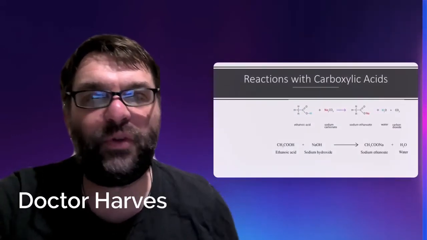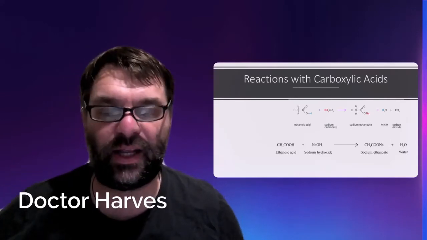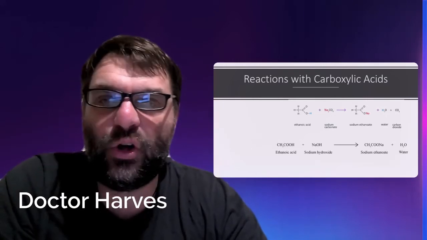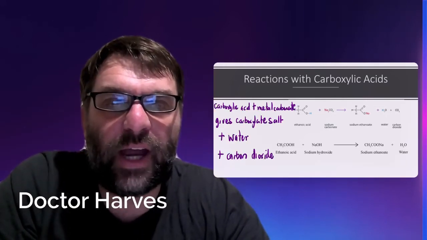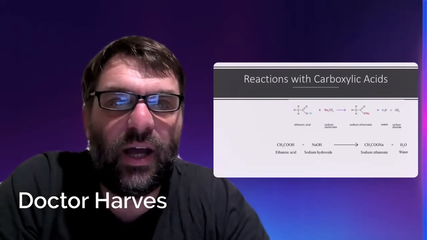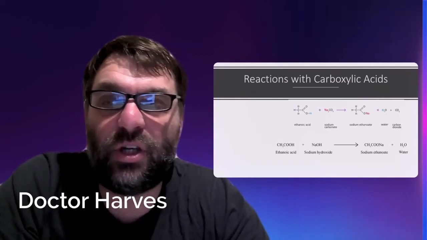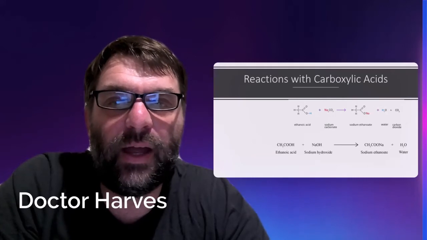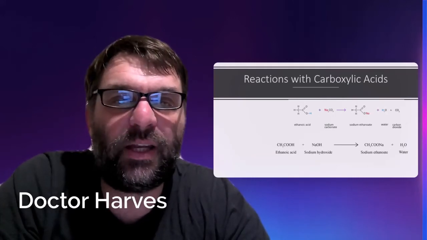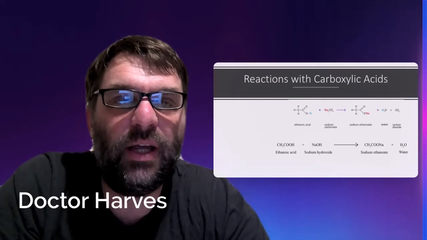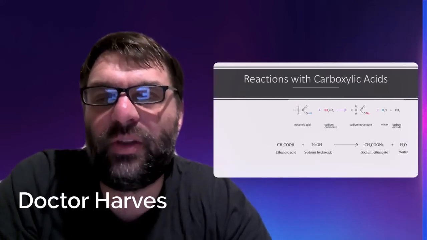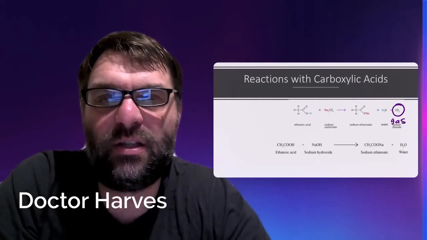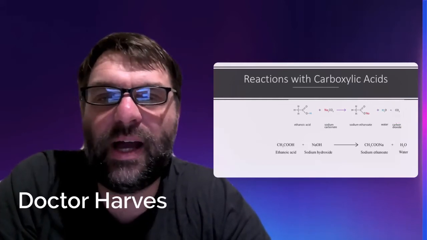Okay, in terms of the reactions with the carboxylic acids, they do undergo a number of reactions. So the first one is the reaction of a carboxylic acid plus a metal carbonate gives the associated metal alkanoate. Okay, in this particular case, sodium ethanoate plus water plus carbon dioxide, and that's the carbon dioxide that we see effervescing or bubbling, which is a test to say that we've got a carboxylic acid.